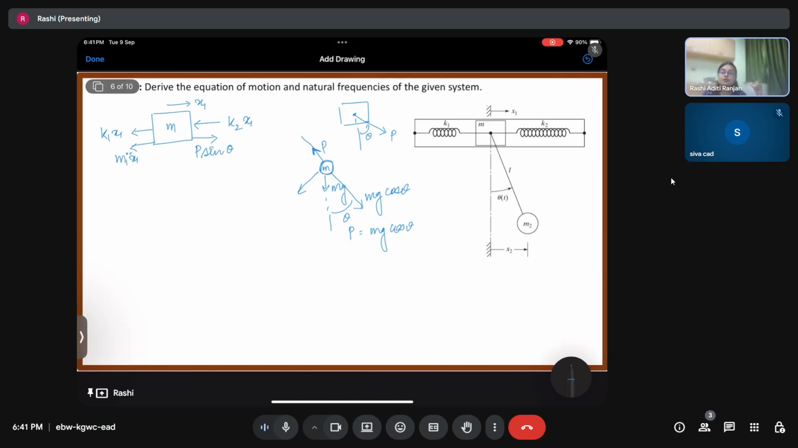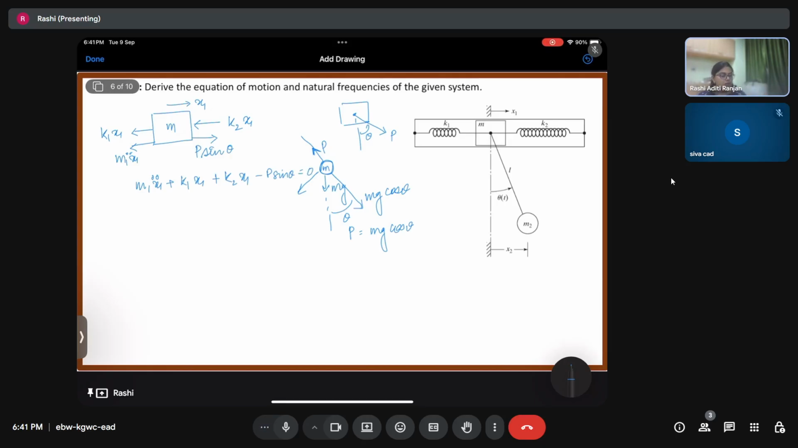So the equation of motion for this mass is going to be m1 x1 double dot plus k1 x1 plus k2 x1 minus P sine theta is equal to 0. This is the first equation, and here we have two coordinates x1 and theta.